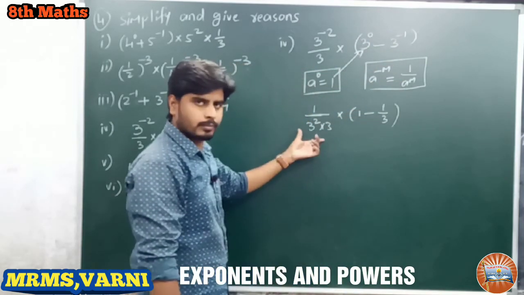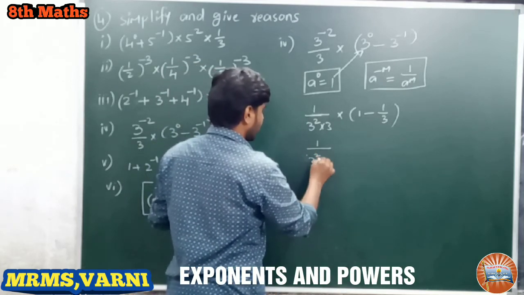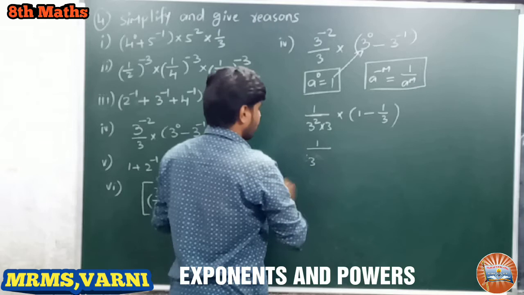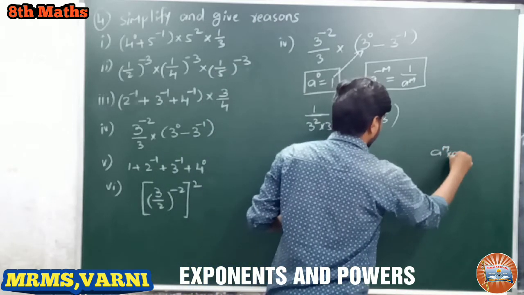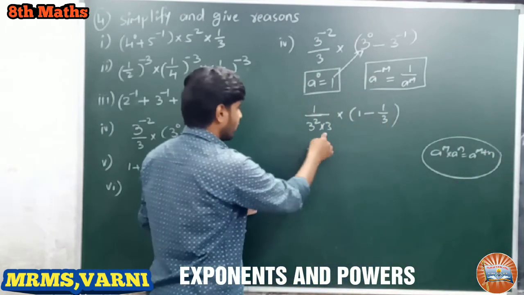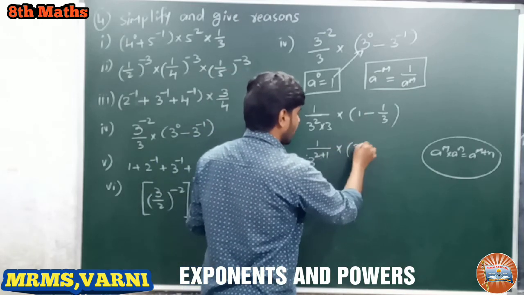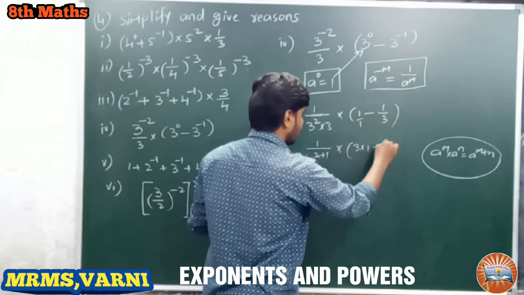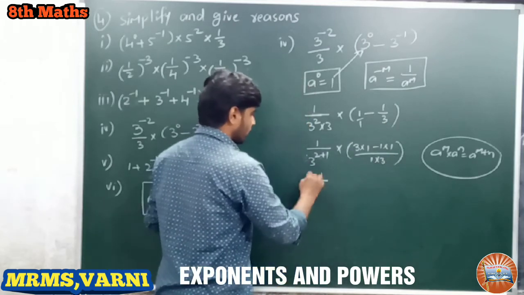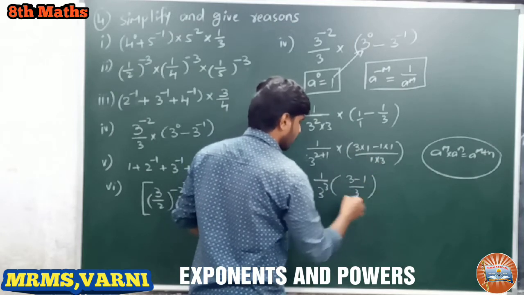Did you get this step? Yes. So 1 by 3 square into 3 nothing but it becomes 3 cube. Or else we can write one more step. What is the formula? A power m into a power n is equal to a power m plus n. With the use of this formula, we can write this 2 plus 1 into, take the cross multiplication, 3 into 1 minus this 1 into 1 by 1 into 3. So this becomes 3 power 3 into 3 minus 1 by 3.